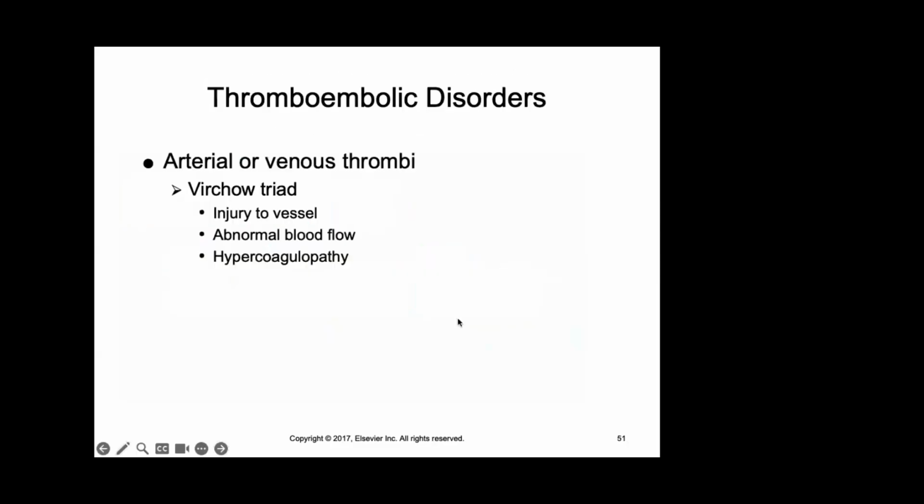Other thromboembolic disorders, Virchow triad, okay? Virchow triad postulates the presence of 3 factors that predispose a person to develop vascular thrombosis. They include hypercoagulability of the blood, alteration of blood flow in the vessels, and vessel wall injury and endothelial damage, okay?